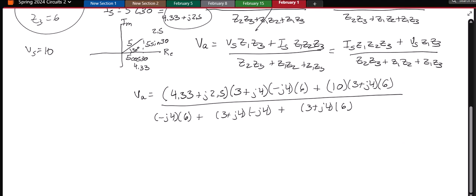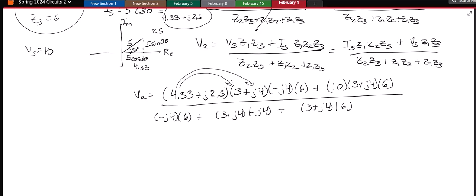Alright, so now for the numerator here, I'm going to FOIL my first two numbers, so I'll multiply 4.33 times 3 and then 4.33 times J4 and then J2.5 times 3 and J2.5 times J4. So 4.33 times 3 is 13, plus 4.33 times 4 is 17.32, so 4.33 times J4 is J17.32, plus J 2.5 times 3 is plus J7.5, and then J2.5 times J4 is 10J squared, but J squared is negative 1, so that's minus 10.